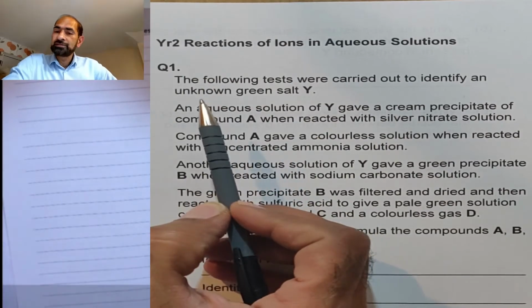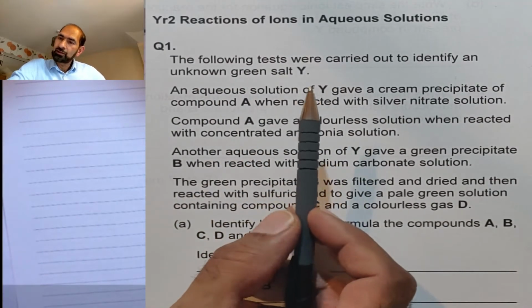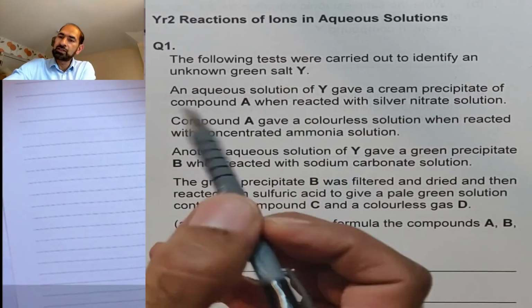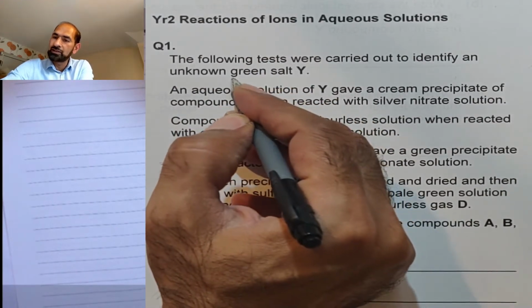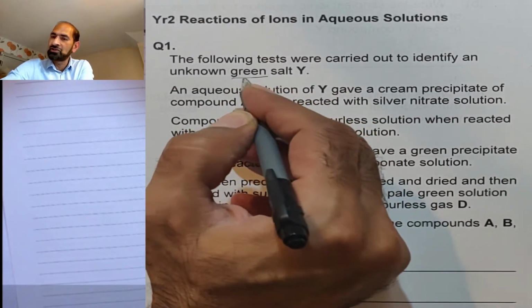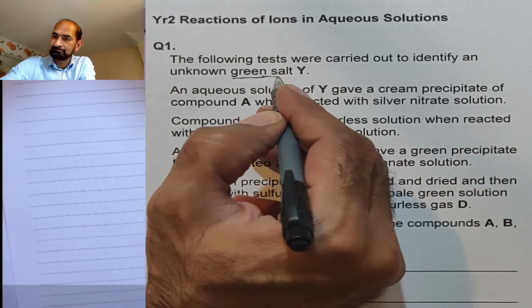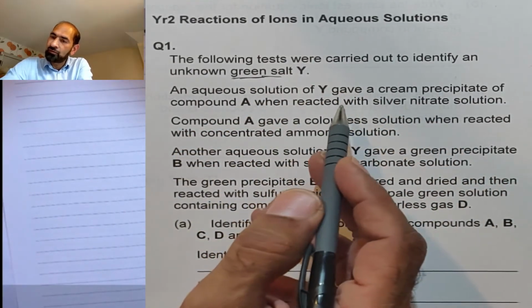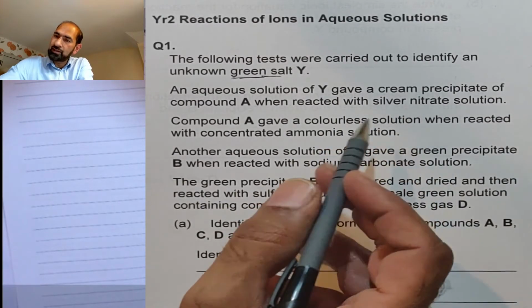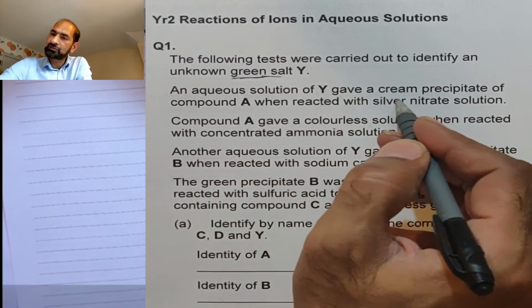Okay, so the question is, the following tests were carried out to identify an unknown green salt, Y. So there's an immediate clue. Why did they mention the phrase green? There's a reason, isn't there? An aqueous solution of Y gave a cream precipitate.